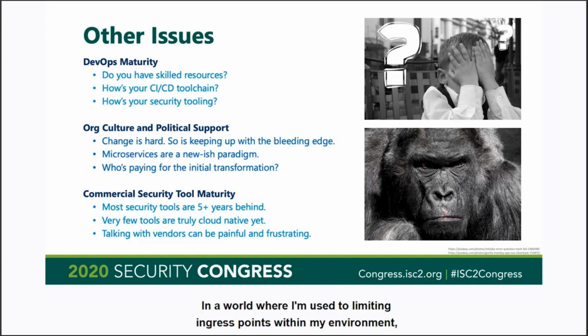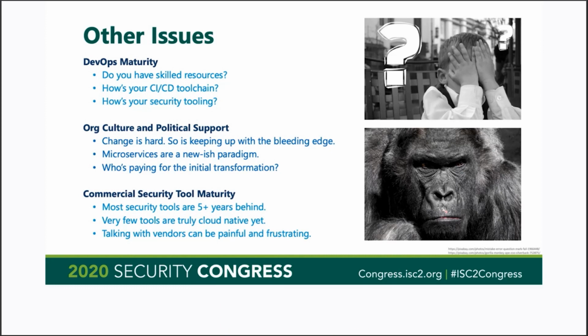In a world where I'm used to limiting ingress points within my environment and having some reasonable degree of control over how stuff comes in, and being able to keep control of things a bit, at least to limit my resource spend across the organization, now to be asked to suddenly scale that out at cloud scale and keep up with some of these development teams is very difficult. And so this oftentimes leads to very difficult conversations with technical leadership teams to say, listen, we cannot move as quickly as development teams necessarily want to go.